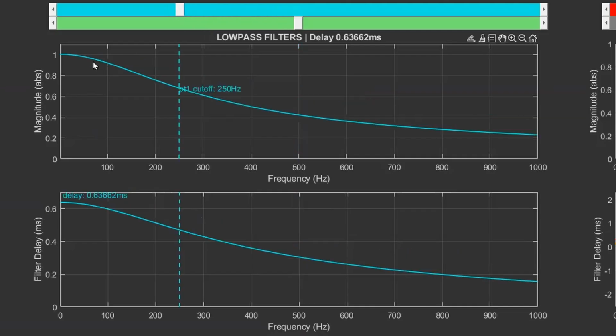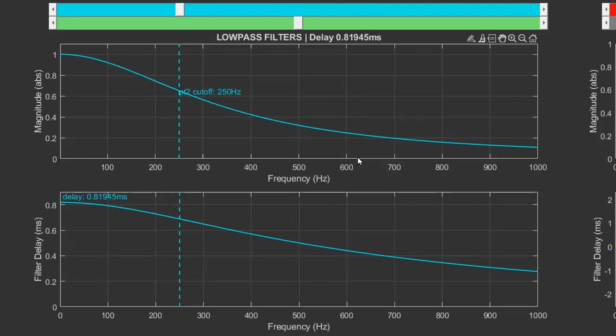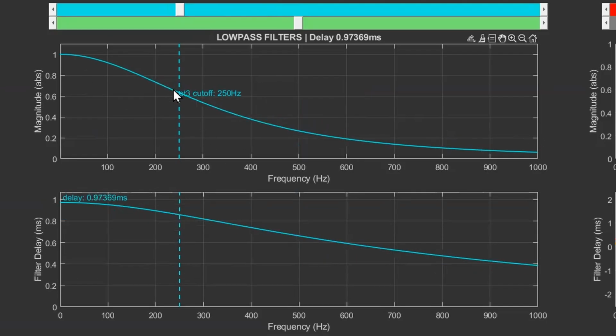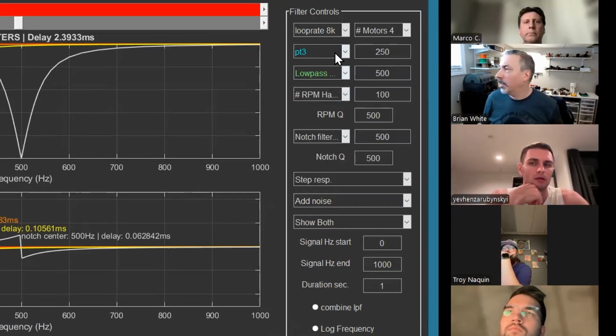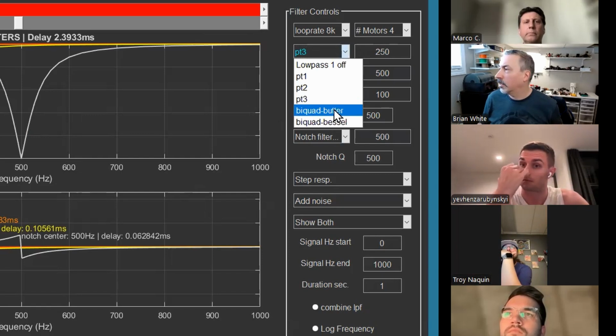And the way that's shaped, that amount of attenuation differs depending on whether you're using a PT1. If you go PT2, you'll notice it's a little deeper here and a little steeper, right? Go PT3, you can see that. If you look at a biquad, look at this. It's very different. So there's various types of biquads.